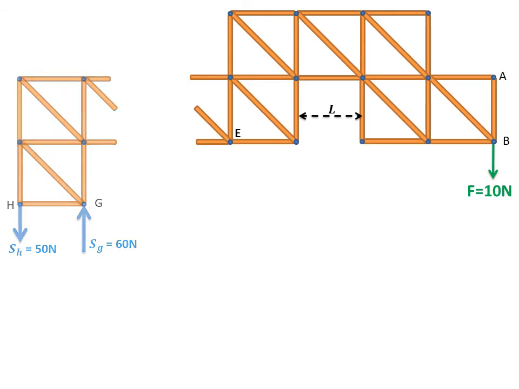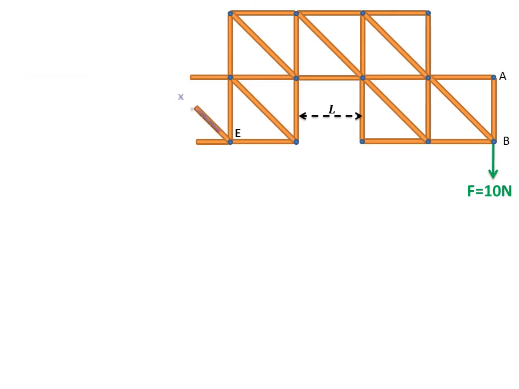Let's look at the right part. We have three unknown member forces, X, Y, and Z. As the right part is in equilibrium, by considering vertical equilibrium, we can find the unknown member force X easily. The sum of all vertical forces is 0. That means vertical component of X should cancel the load F. So, X is 14.14 Newton.